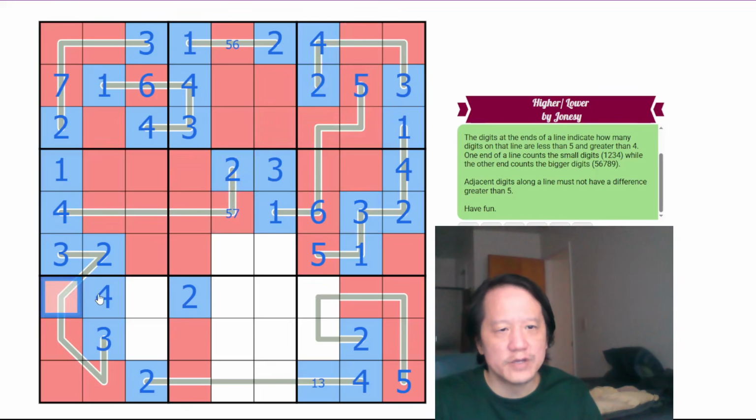2 will be next to 5 or 6 here. Cannot be 7 because of 7 in the column. 2 is next to 5, 6, or 7. No 5 here because of 5 in the row. 2, we don't know if that's high or not.